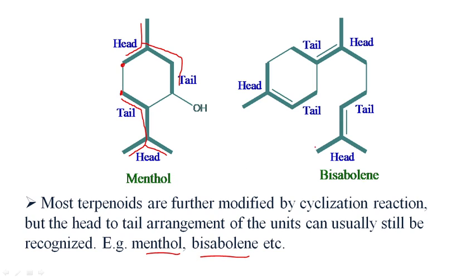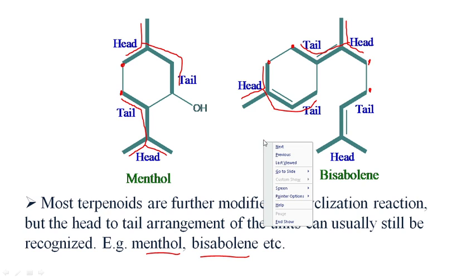In the bisabolene structure also, this branched segment is the head whereas the unbranched is the tail. Here also this branched is the head and the unbranched is the tail, and the attachment is between the carbons of head segment and tail segment, between these two isoprene units. And for this isoprene unit and this isoprene unit, this is the carbon of the head segment, this is the carbon of the tail segment, and there is attachment. So obviously we can see here the head to tail arrangement of the isoprene units.